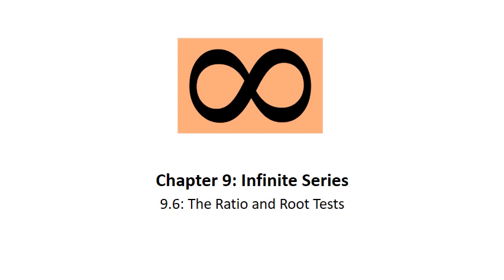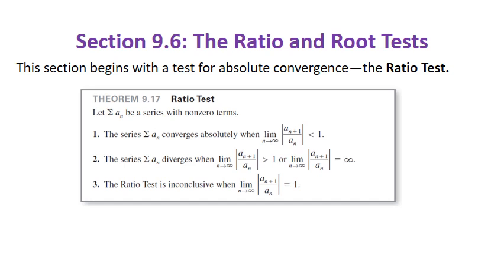This is section 9.6, which involves the ratio and root tests. I think you will find this section to be a little more refreshing than the last section, so hopefully you like this a bit. It's a little more straightforward than the previous section, but basically we start off with a test for absolute convergence, and that test is called the ratio test.